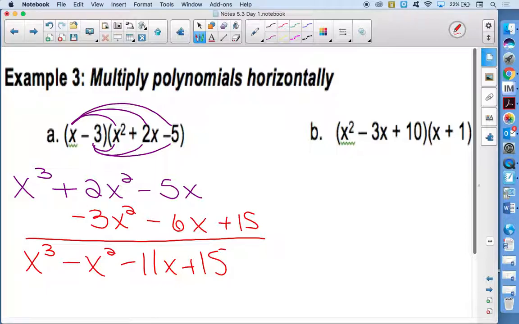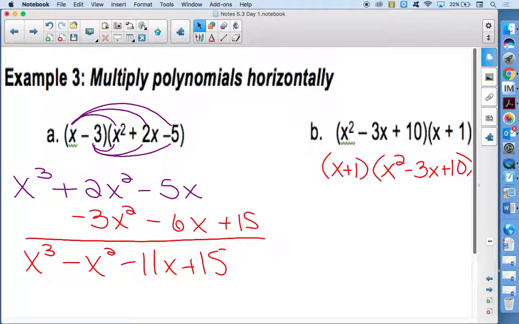Or you could flip them and write it the same way as letter A is written. Multiplication can be done in any order. So you could actually take x plus 1 times x squared minus 3x plus 10, which I think is easier because you're multiplying 2 pieces instead of 3 separate pieces. But it's totally personal preference. If you flip them, you're still going to get the same exact answer. I just rewrote them to have that x plus 1 first.